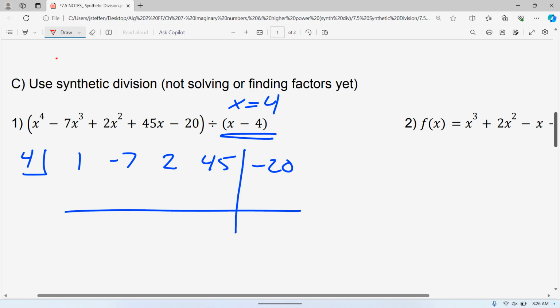Step 1 is the one that people forget, which is just dropping down the 1. So you take the 4 times the 1, it's 4. 7 plus 4.